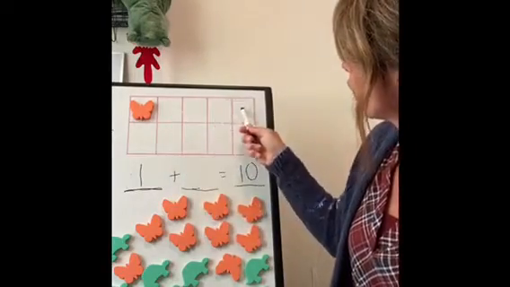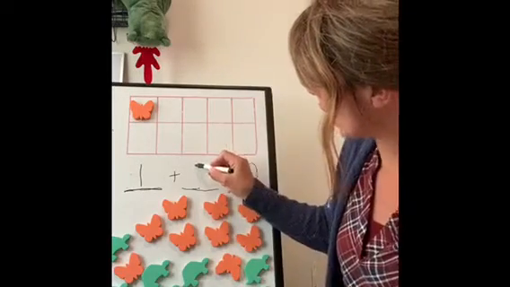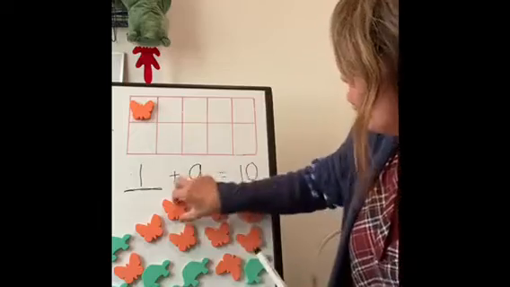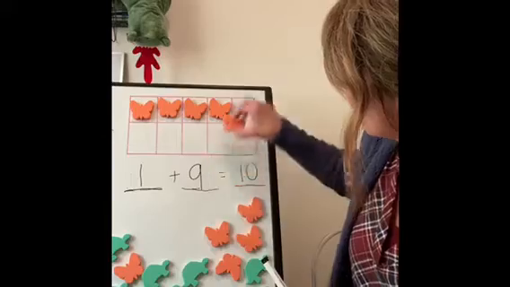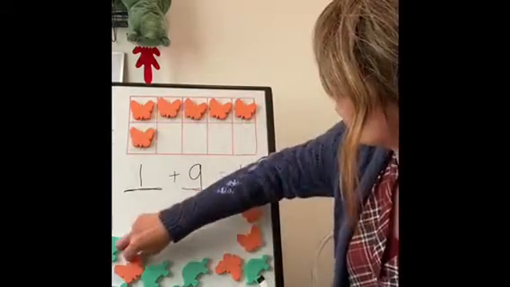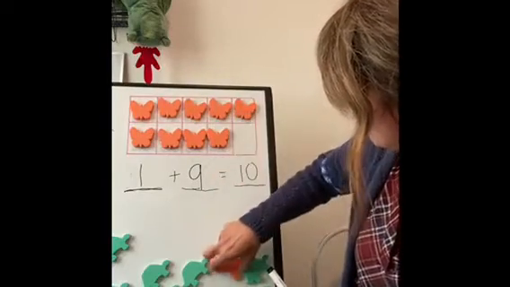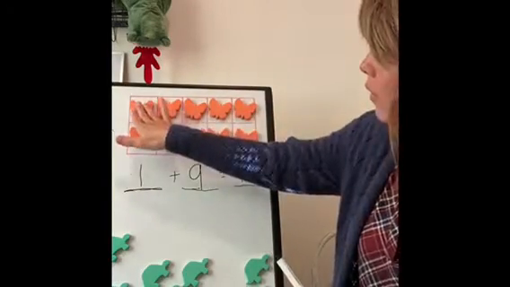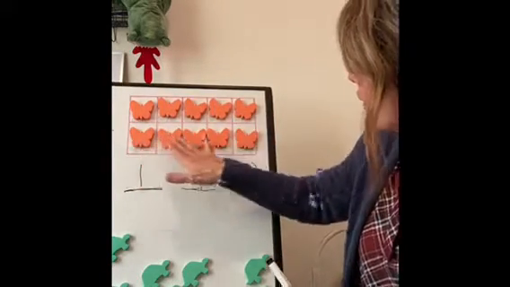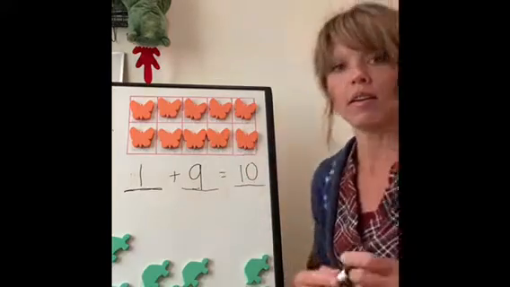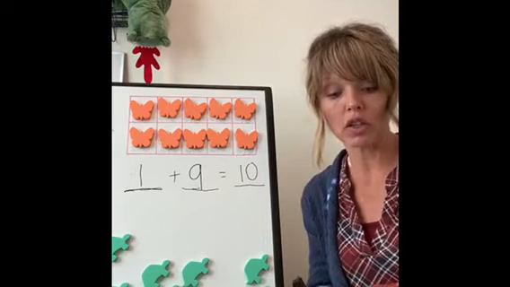1, 2, 3, 4, 5, 6, 7, 8, 9. I need 9 more to make 10. 1 plus 9 equals 10. So I had 1, and then I added 9 more, so I have 2, 3, 4, 5, 6, 7, 8, 9, 10. All right, kiddos, so I'm going to leave you now, and I have some other cards here.